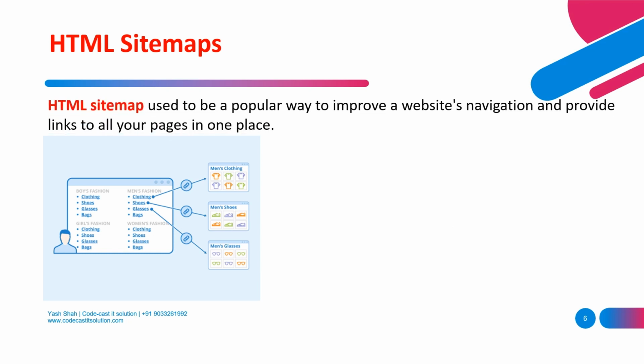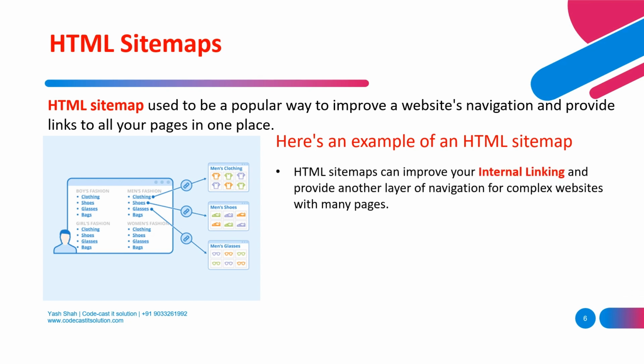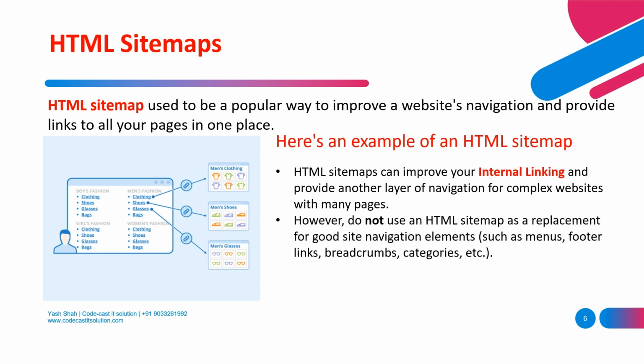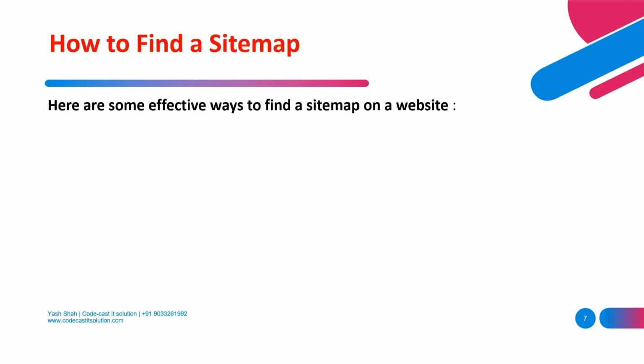HTML sitemaps used to be a popular way to improve a website's navigation and provide links to all your pages in one place. Here's an example of an HTML sitemap. HTML sitemaps can improve your internal linking and provide another layer of navigation for complex websites with many pages. However, do not use an HTML sitemap as a replacement for good site navigation elements such as menus, footer links, breadcrumbs, categories, etc. In other words, users should not need a sitemap to navigate your website.